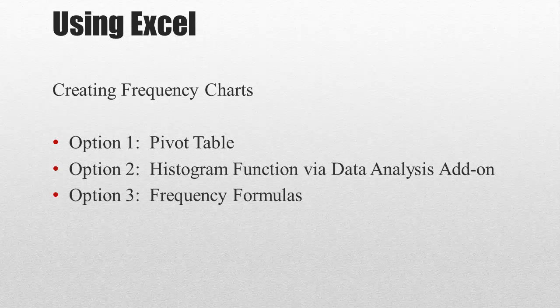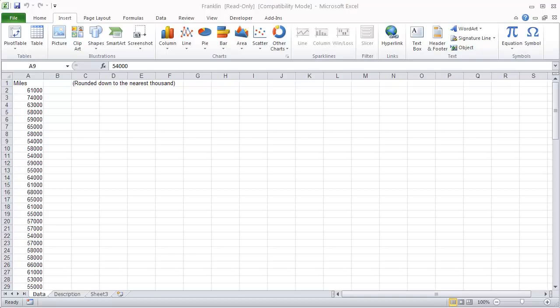Now, there are 3 ways in Excel to do this. Number 1 is to use a pivot table. Number 2 is using the histogram function on the data analysis add-on. And number 3 is to use frequency formulas. For the purpose of this course, let's see how many times we can actually use pivot tables to summarize the data, because in the end it's a much faster way of doing it, because you can lump data together, you can tear it apart, you can do many different things with pivot tables at a very quick speed.